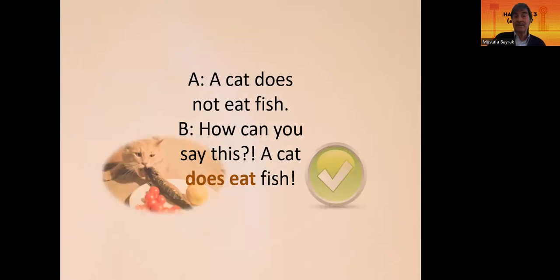A cat, this is really interesting, and I turned it into an image and I will share it on our channel, English Acquiring. Yes, I will share it as well. A cat does not eat fish. Can you say this? A cat does eat fish. Okay, it's a fact. It's a scientific fact that a cat eats fish, likes fish very much. A cat likes eating fish very much.